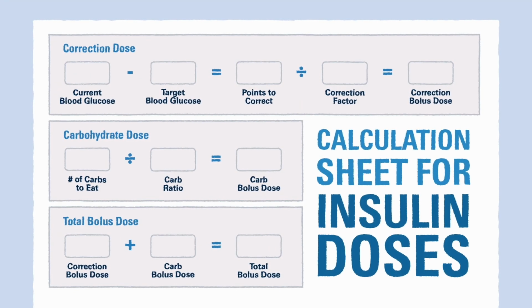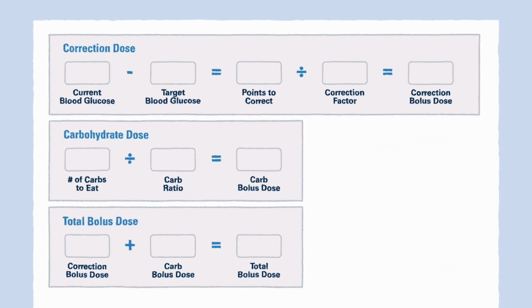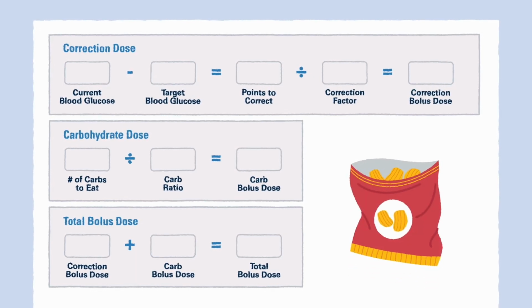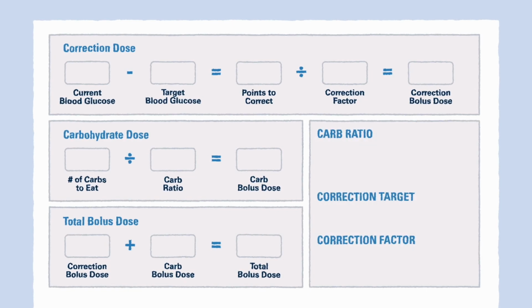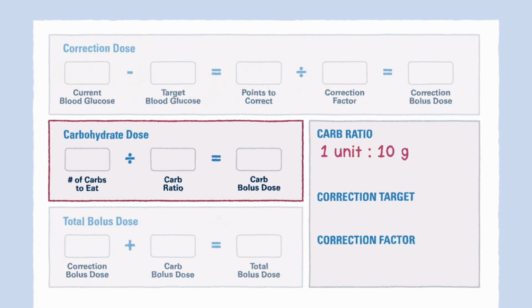Let's use this to calculate the insulin dose for an example snack. Let's imagine a child with type 1 gets home from school and is planning on eating a bag of chips. The entire bag is 1 serving, and the nutrition fact says it has 25 grams of carbs. Let's imagine the child's insulin-to-carb ratio is 1 unit for every 10 grams. To calculate the insulin that will cover the chips, they divide 25 grams of carbs by their carb ratio of 10 for a total of 2.5 units of insulin.